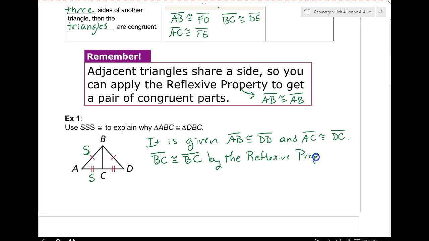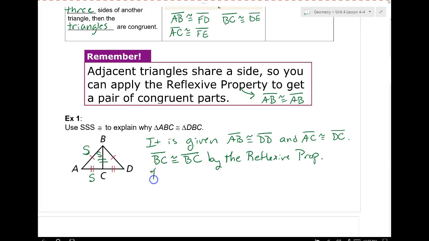Yes? What's the point of the reflexive property if you're just saying it's equal to itself? You're acknowledging the fact that segment BC is used in 2 different triangles. Oh, okay. And that way, that gives you the third pair. Because the moment I do that, segment BC is in both. Is that my third pair of sides? Yeah. How many S's do I have there? 3. So why are my triangles congruent? By side, side, side.